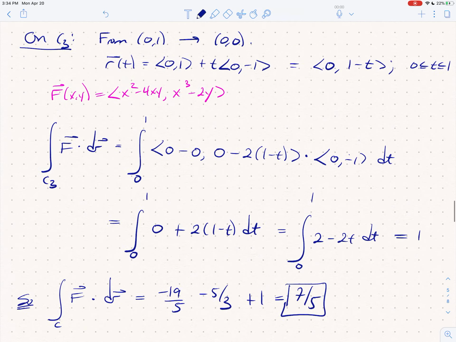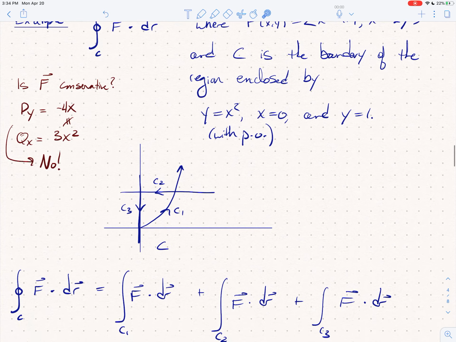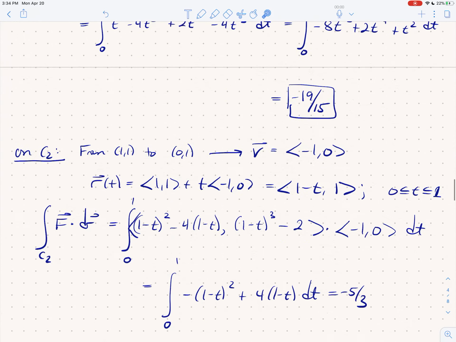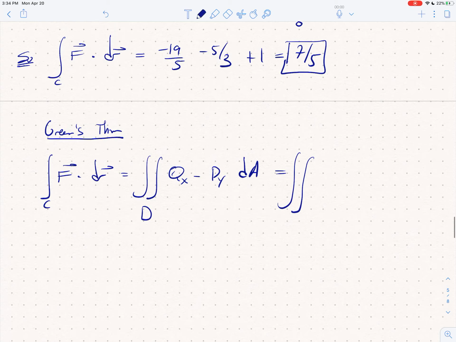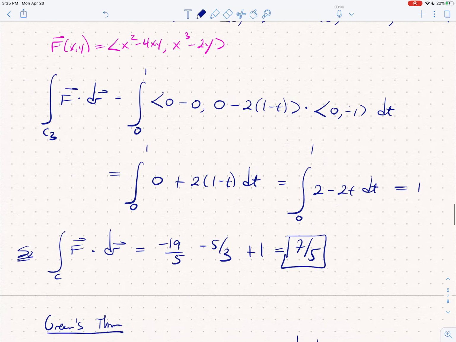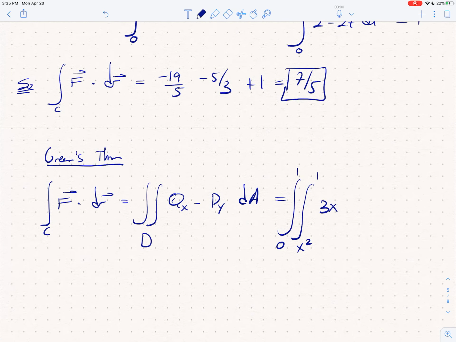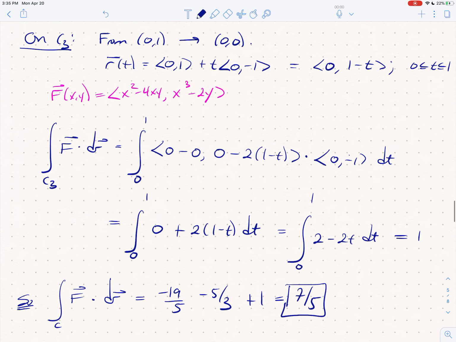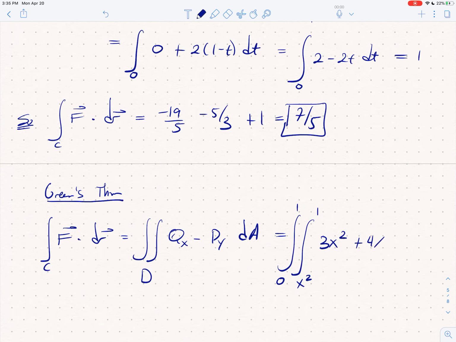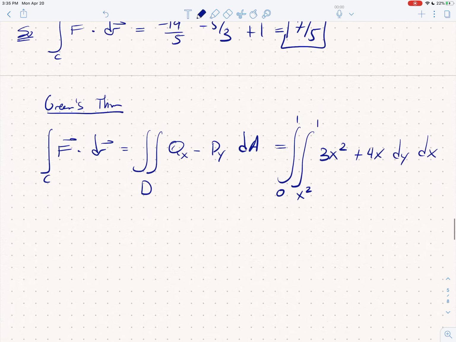Let's set up the double integral first. So we'll scroll up to our picture, and we can see, let's cut this thing with respect to y. So y is going to go from x squared to 1. X is going to go from 0 to 1. So scroll down. Let's nail the bounds. Y goes from x squared to 1. X goes from 0 over to 1. And then Q partial x is going to be 3x squared. And then minus P partial y, you're going to get a minus negative 4x, which is a plus 4x, and we're going to do this dy dx.